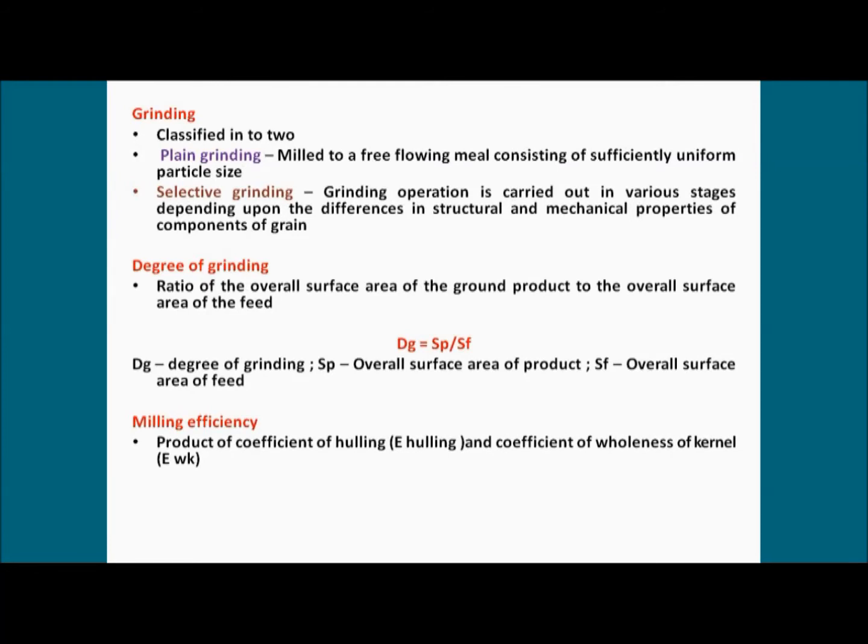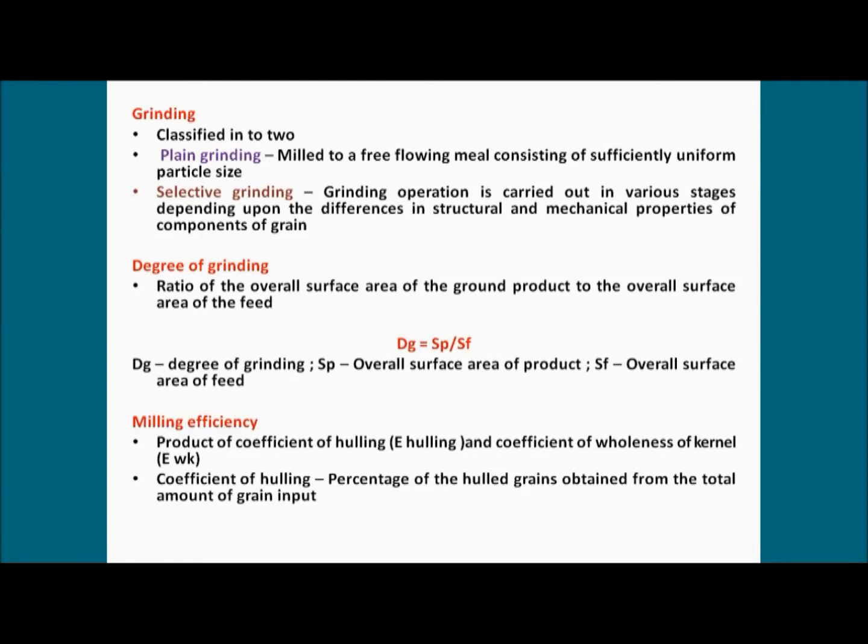Now what is the coefficient of hulling? So the coefficient of hulling means the percentage of hulled grains. Hull means it is broken down into granules. You can say it is broken down into granules, or the size of the hulled particle is quite bigger as compared to that of your powders, or you can say free flowing powders, right? So it is the percentage of the hulled grain obtained from the total amount of the grain input.